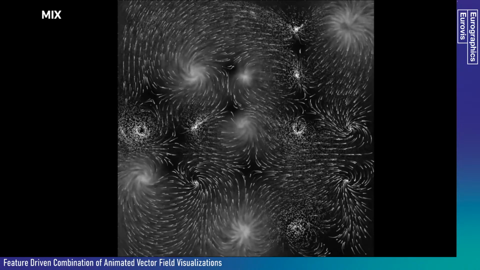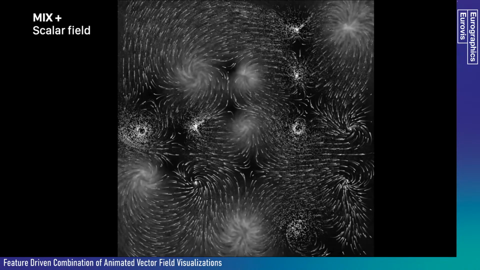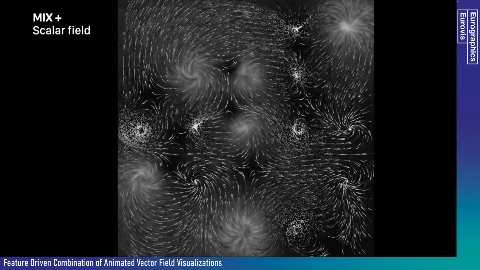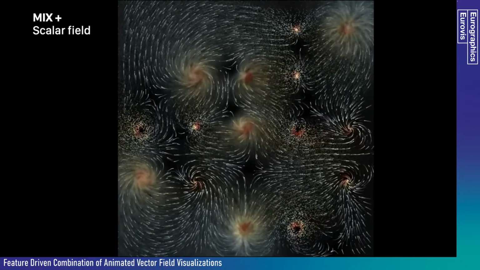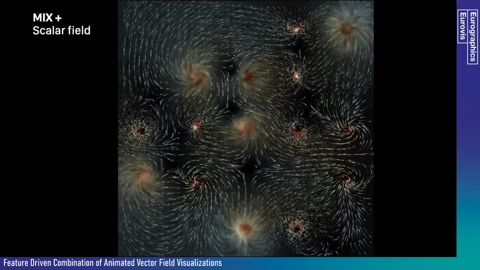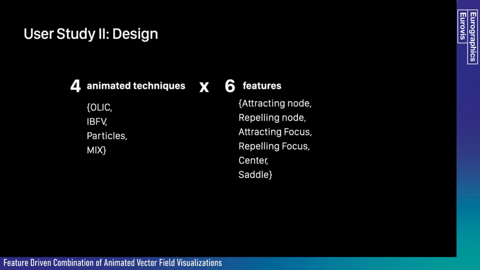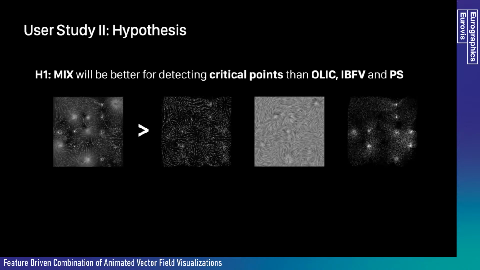This visualization can be complemented with a color map representing a scalar value. Here we represent the flow magnitude. To assess if the mixed technique is indeed more efficient than the other three, we conduct a second user study considering the four techniques, and we use the same task and same approach to generate the vector fields. We hypothesize that mix will be more efficient than the three other techniques for the critical point detection task.